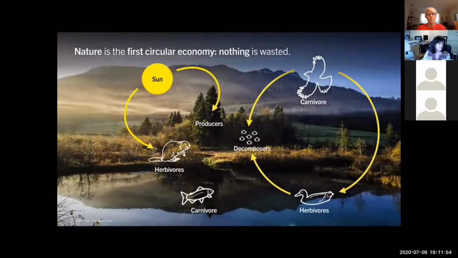You may have heard about the circular economy, which basically says that nothing's wasted, that anything that's produced in nature has value to something in nature. We have a lot to learn from that notion as humans, as people who create, as designers. A lot of this is not necessarily about learning about nature, but learning from nature.